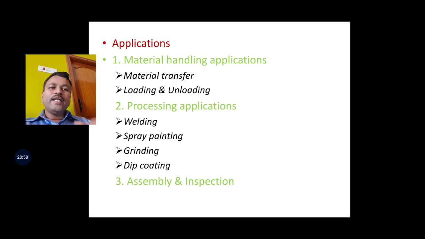Processing applications like welding. You want welding, the robot will do it. Spray painting is also done by the robot. Grinding operation. Grinding means a finishing operation. This is called grinding operation. Dip coating, if you want to apply any coating, any nickel coating, that is also possible. Many things are there. Then assembly and inspection.